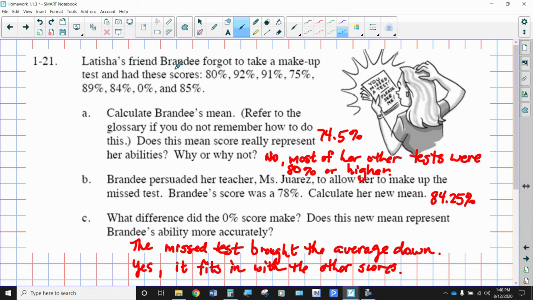All right, so let's take a look at this. Letitia's friend Brandy forgot to take a makeup test and had these scores: 80, 92, 91, 75, 89, 84, 0, and 85. What is her mean?